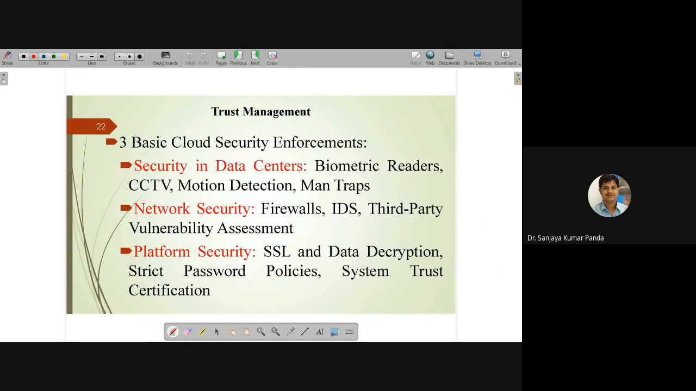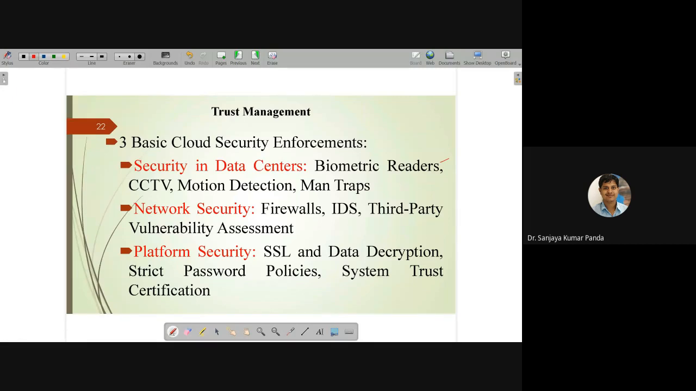So there are three basic security enforcements we have. One is called security in the data center. In order to secure a data center, we have biometric readers, like fingerprint, face recognition, and iris recognition, through which you can say that the person entering the data center is a genuine person, right? You can also put a CCTV to monitor a particular data center. Suppose you want to know who is inside the data center, where he is, what he is doing. That can be monitored through CCTV. And due to the emergence of IoT devices, you can also go for motion detection, right?